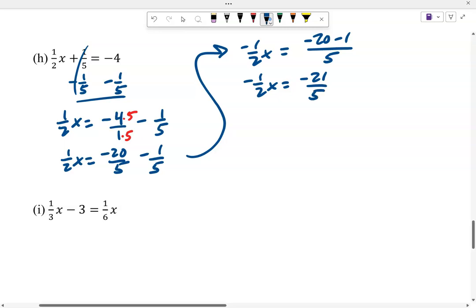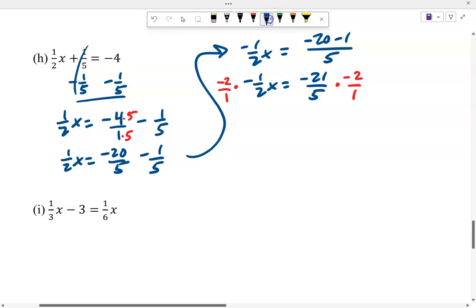So negative 21 over 5. All right. Now I got to get rid of that negative a half. Now normally, so far we've only done stuff like this, where we would divide by 2 on both sides. Well, if I divide by a fraction, it's the same as multiplying by the reciprocal. If I divide by a fraction, keep, change, flip. So I'm just going to go ahead and multiply by this reciprocal, times negative 2 over 1.